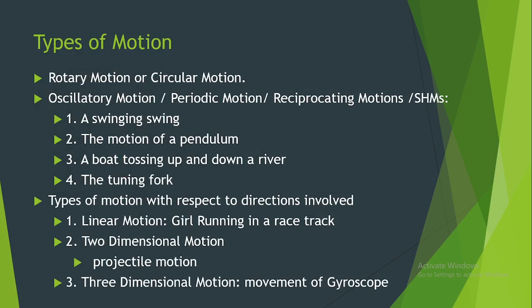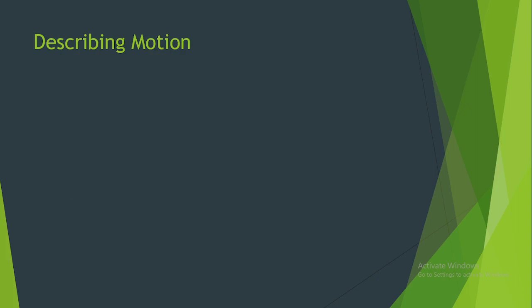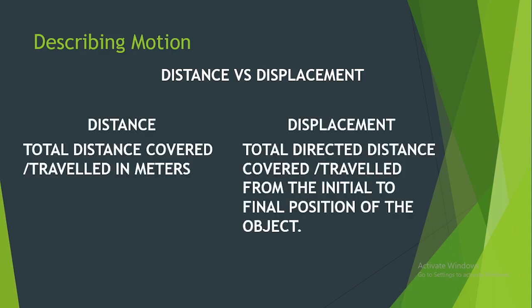We can start describing motion using the elements involved in motion. First, we try to differentiate distance from displacement. Distance is defined as the total distance covered, while displacement is the total directed distance covered or traveled from the initial to final position. Distance is a scalar quantity while displacement is a vector quantity.